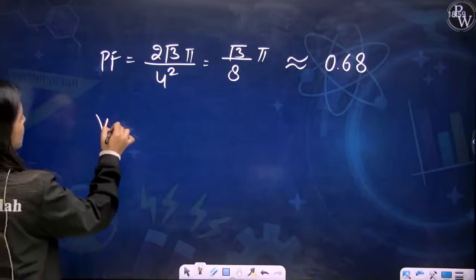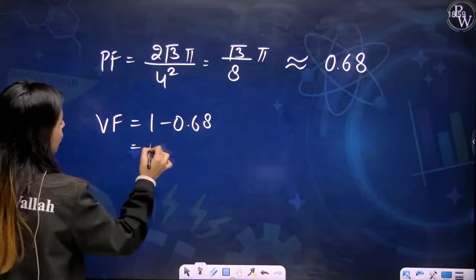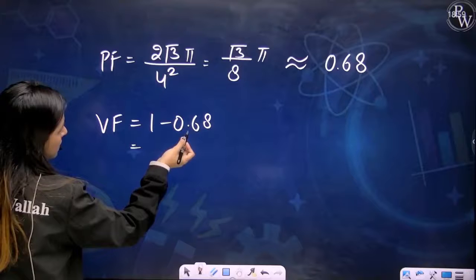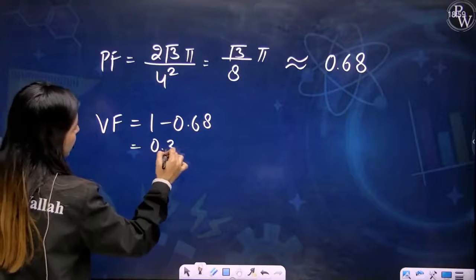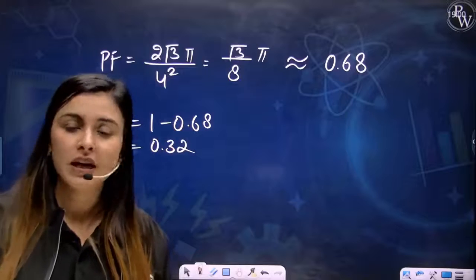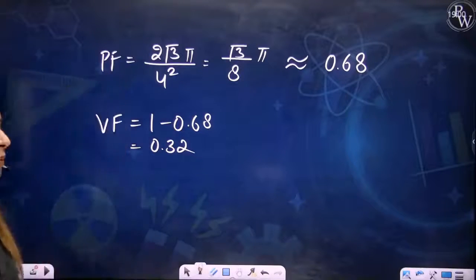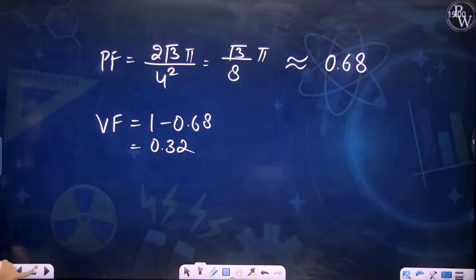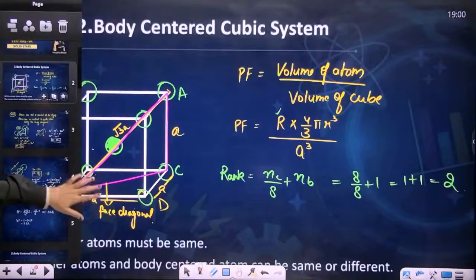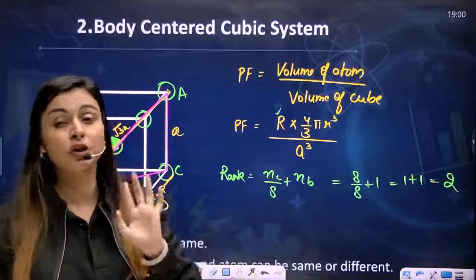What will be its void fraction, my dear students? 1 minus 0.68, which is 0.32, approximately 0.32 will be the void fraction for it. If you are asked efficiency, just multiply it by 100. Okay, yes, perfect. I hope it's clear. Let me make you revise this whole part again, because this was a little complicated, but yes, you can understand if you're clear with the concepts.